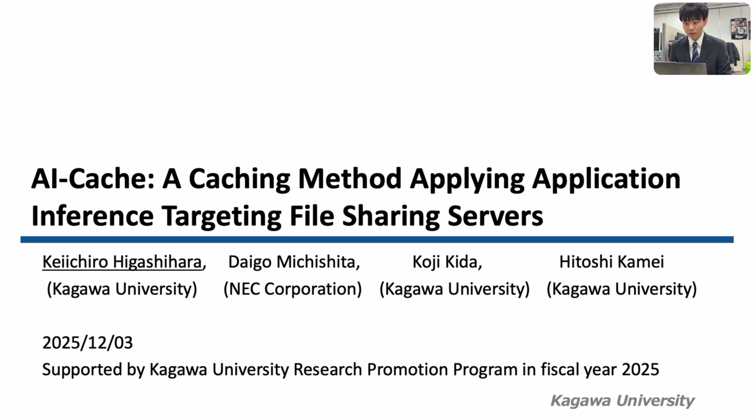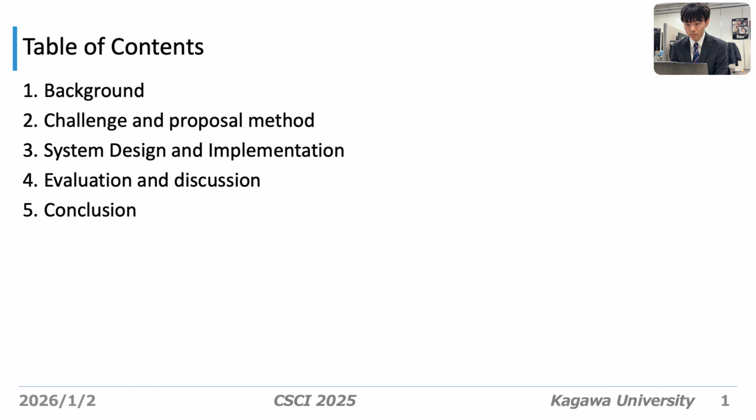I'm Keiichiro Higashihara. I belong to Kagawa University in Japan. I'd like to talk about AI cache, a caching method applying application inference targeting file sharing servers. Here is the outline of my presentation. First, I will talk about the background. Second, I will describe the challenges and the proposal method. Third, I will explain the system design and the implementation. Then, I will show the evaluation and the discussion. Finally, I will conclude my presentation.